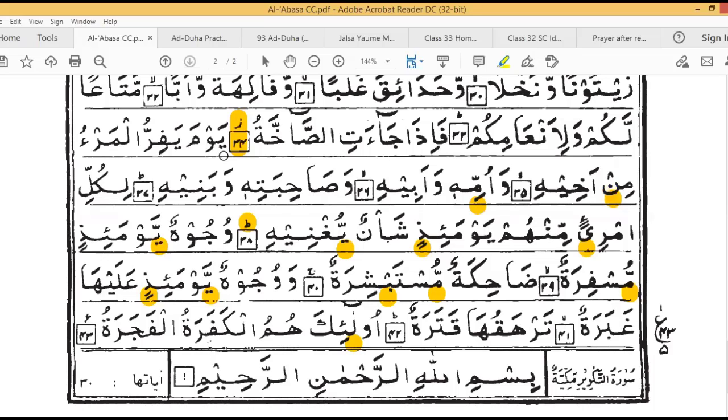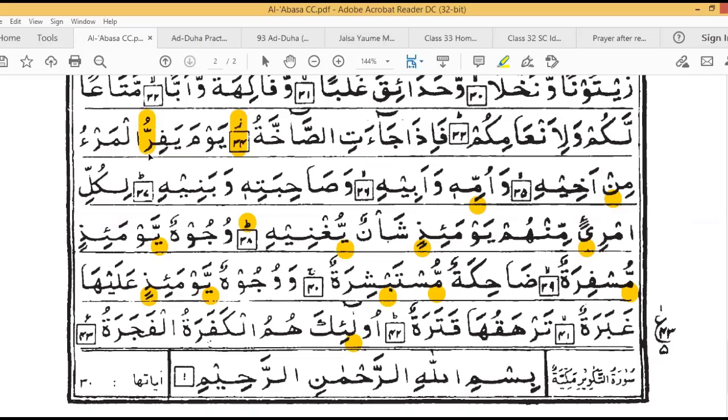So we're going to start from here, and let's read Ta'awwudh and Tasmiyah first. Repeat after me. أعوذ بالله من الشيطان الرجيم بسم الله الرحمن الرحيم. يوم يفر المرء من أخيه. Excellent, well done.